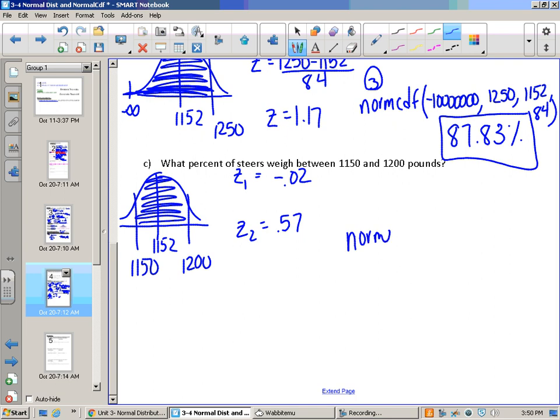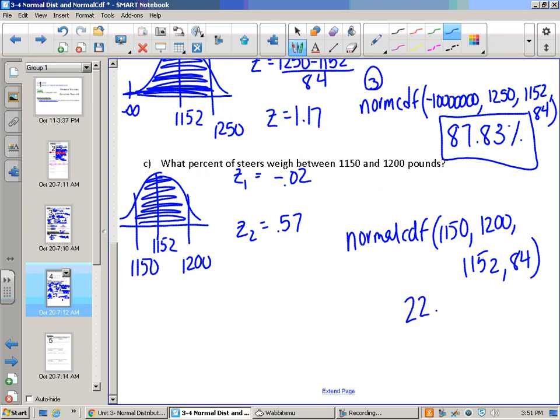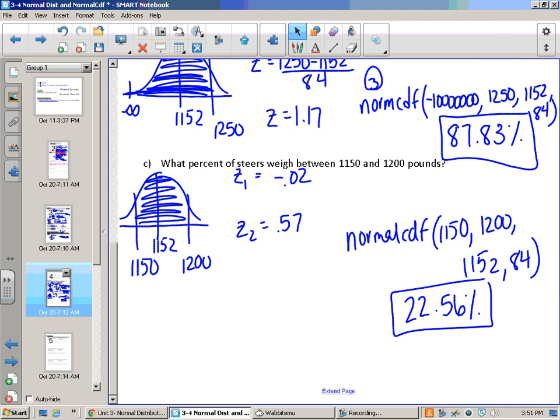Then I'm going to do normal CDF, and I'm going to go from 1,150 to 1,200, comma, the mean, comma, the standard deviation, and you get 22.56%.